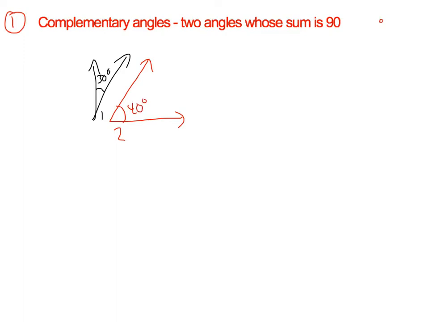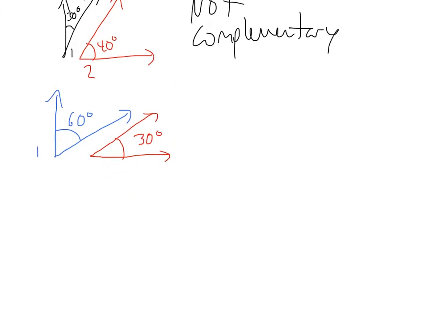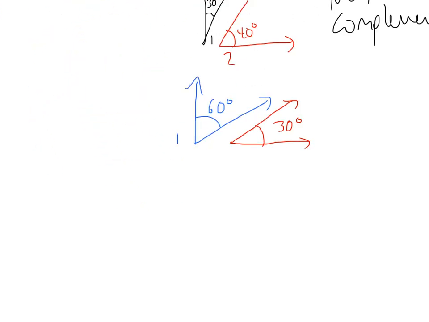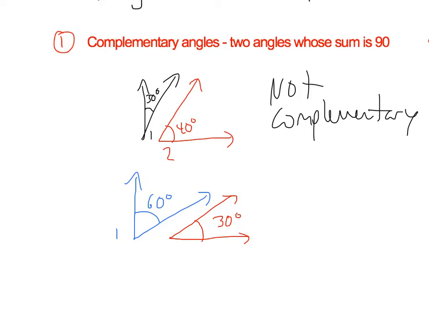Well, let's see, would those be complementary angles? Do they sum to get 90? Well, 30 and 40 is only 70. So those are not complementary, okay? But if we had two other angles, and I'm sorry, this whole thing is item number 1. I already had it up there.